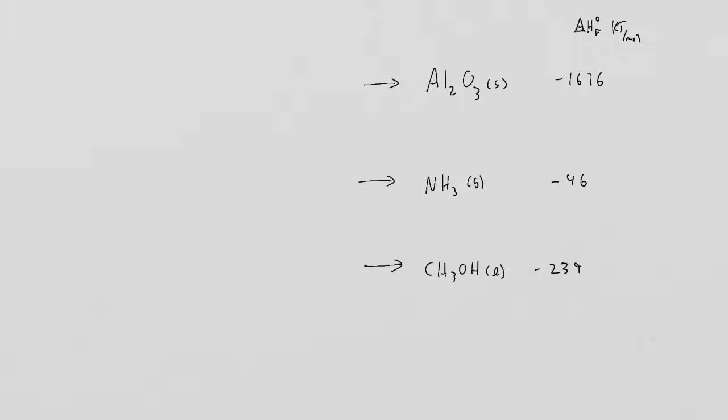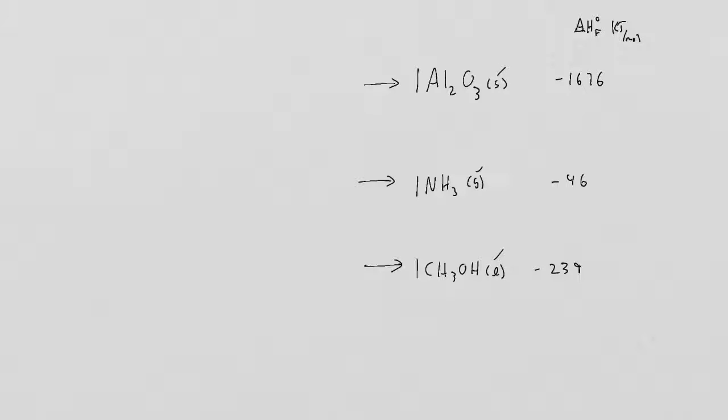So what I'm going to do right now is write out 3 of the heat of formation equations. They have a very specific form. First thing you want to notice is the product will always have a 1 here, or it won't be written, but it means there's 1 mole of that thing made. And note the phases here. Aluminum oxide is an ionic compound, it's a solid at room temperature. Ammonia is a gas, and methanol, which is a type of alcohol, is a liquid at room temperature. And so they'll have the correct phases written next to them.